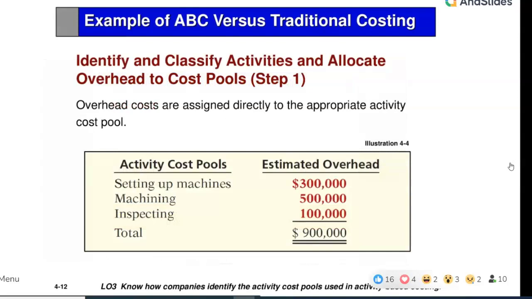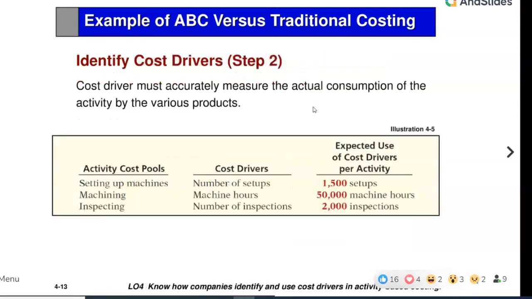But now the ABC way, I take a look at that 900,000 and I break it into three pools. 300 is related to setup. So keeping this simple, of course. 500 related to machining, 100. So I've got my 900,000 broken into three activity-based pools. I then look at what drives the cost in the setup, number of setups.